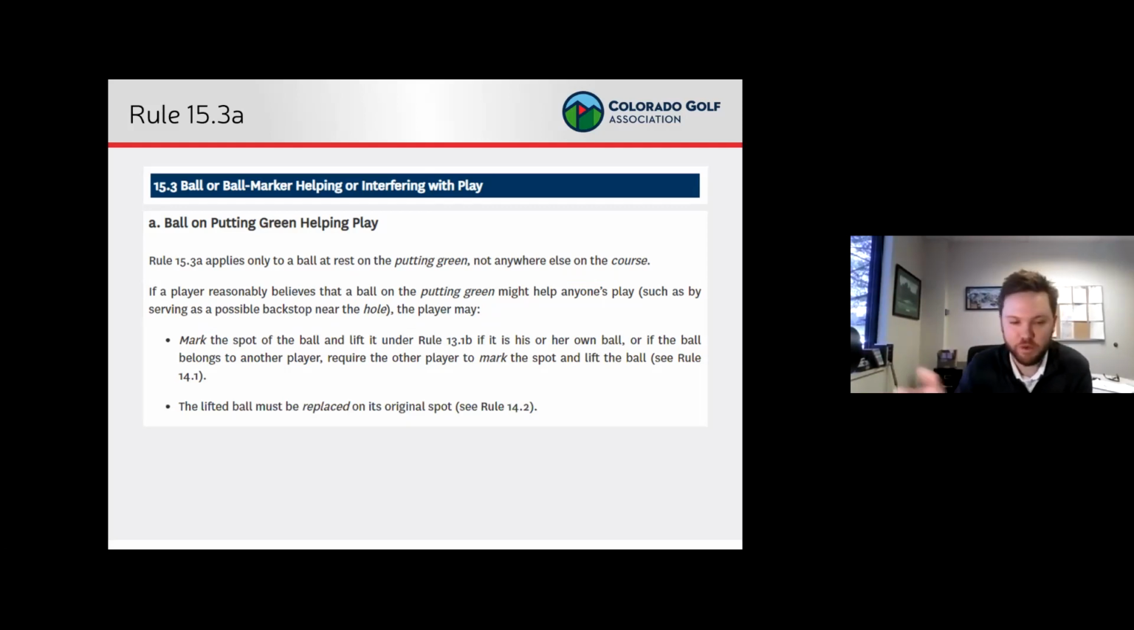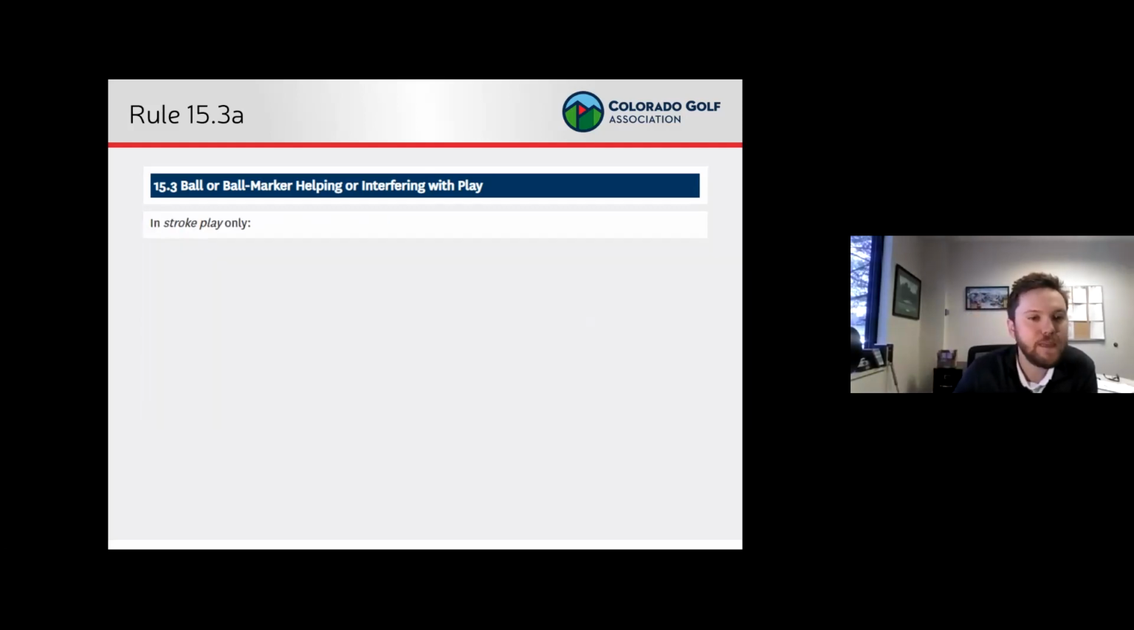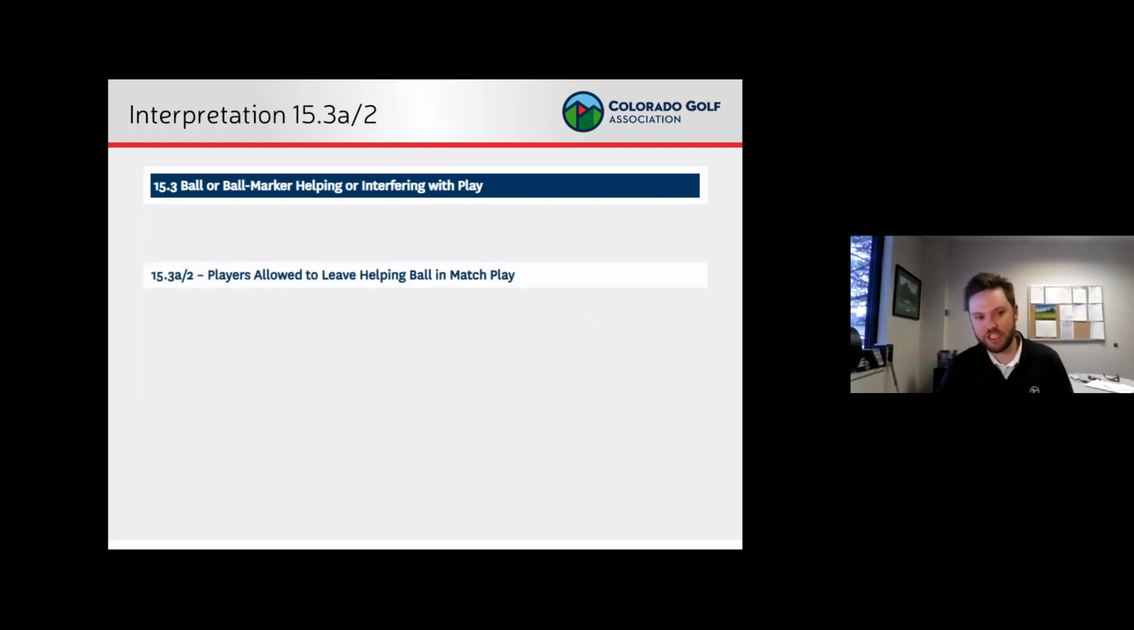The lifted ball must be replaced in its original spot, which we know from Rule 13. You mark it, you pick it up, you got to put it right back down. Goes without saying. In stroke play only, again, this is isolated in stroke play. So this is a good follow-up to if people watched the match play this weekend. In stroke play, so in match play, it infers this does not apply. Well, there's a decision or interpretation about that in 15.3a2. It says players are actually allowed to leave the helping ball in match play, which will make sense once we read through it and I talk about it.